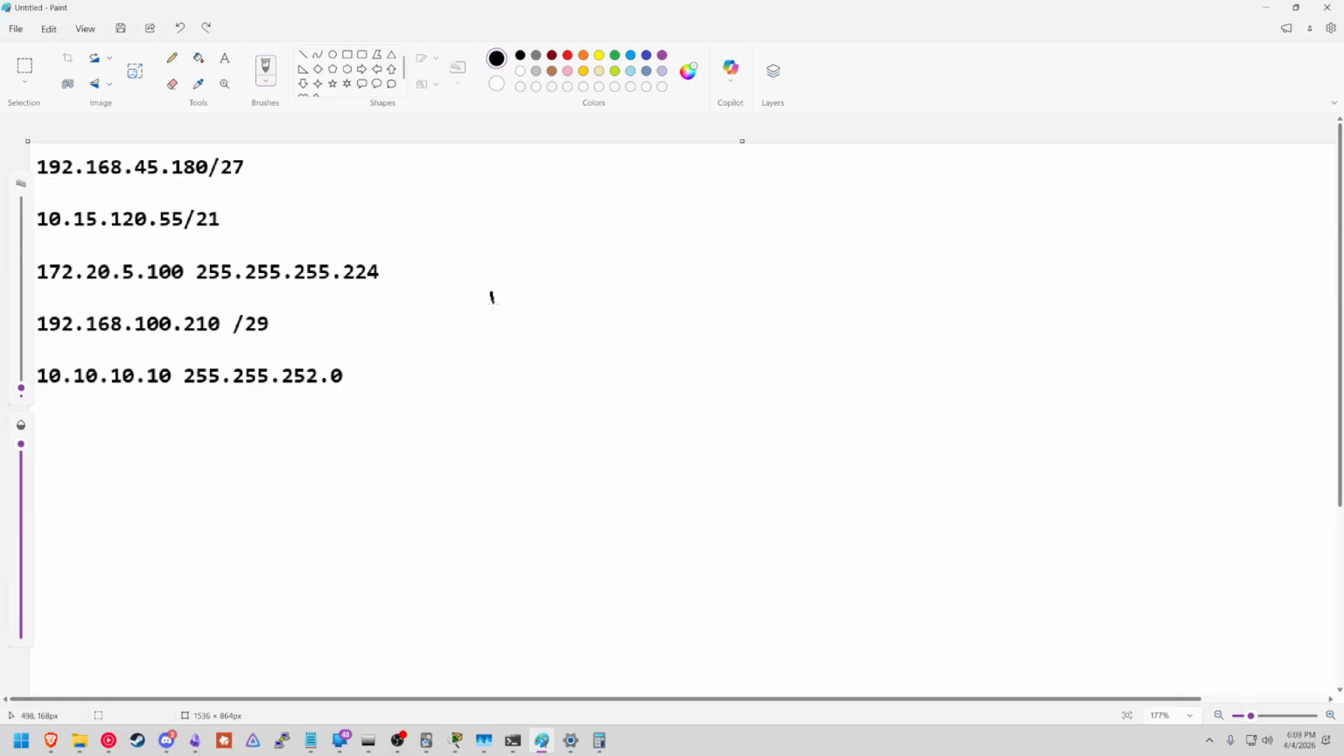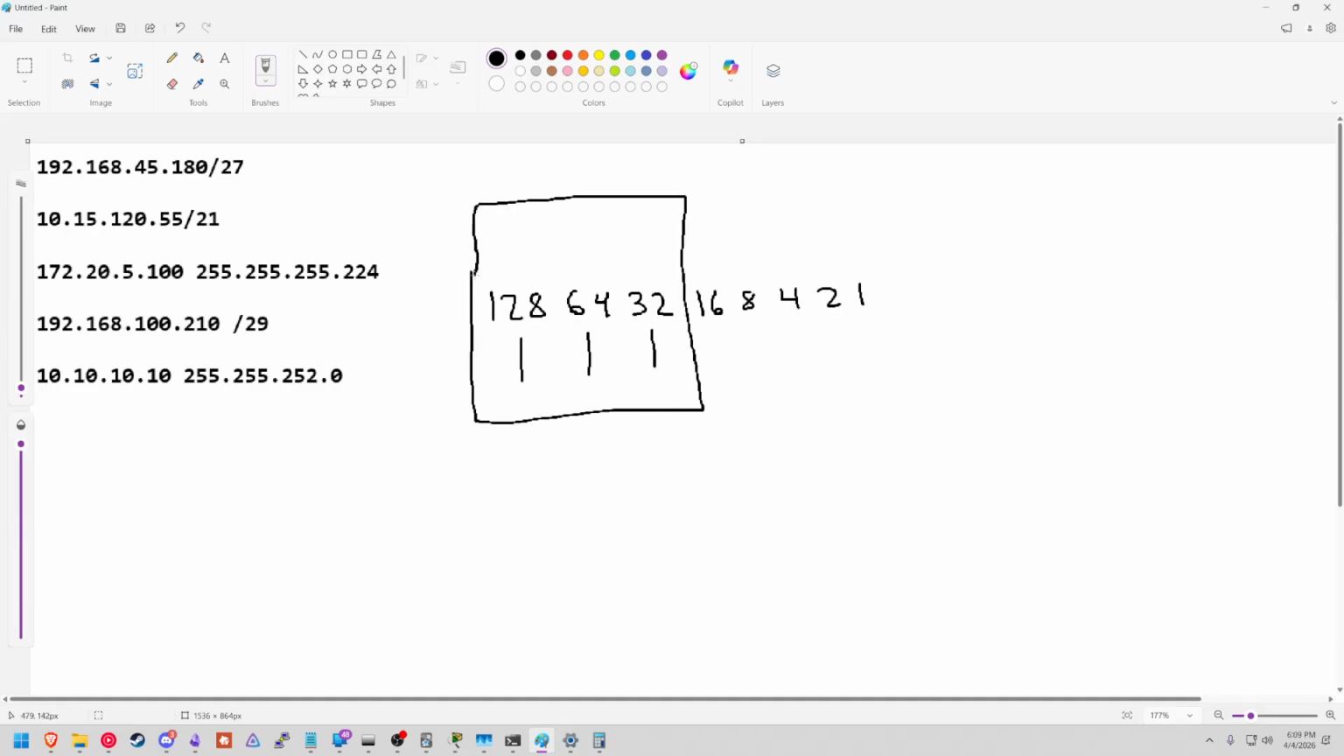Okay, so let's go ahead and write down our numbers for binary: 128, 64, 32, 16, 8, 4, 2, and 1. Let's remember we're left with 3 left over for the network. Let's go ahead and put those 3 right here. Now we know that whatever is written in here belongs to the network, okay?